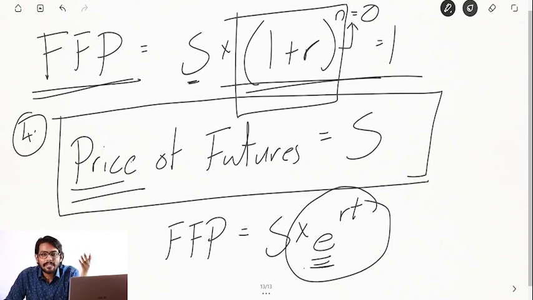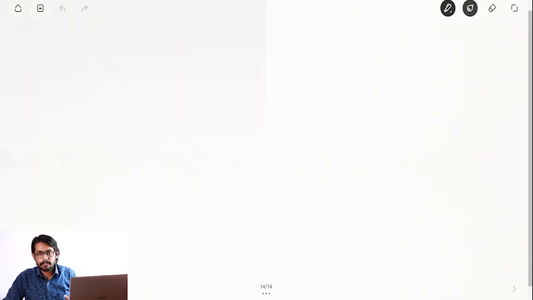Some of the other faculties, I remember SS Rajagopalan sir only uses e power rt. He doesn't use 1 plus r power n. For CA, how e power rt works, I'll explain. Please bear with me. I don't want to overload you too much; I think you already have too much load. So let us quickly discuss one story.